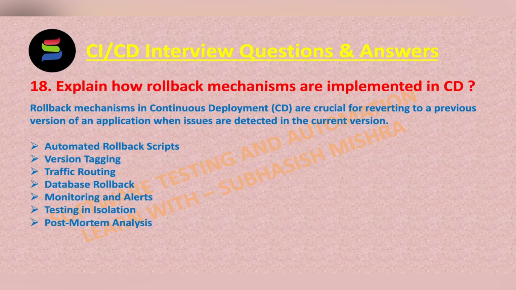Testing in isolation. Before deploying to the entire production environment, new versions are often tested in isolation, for example in a staging environment. When issues are detected during testing, the deployment to the wider audience is halted and rolled back. Post-mortem analysis. After a rollback, a post-mortem analysis is typically conducted to understand the root cause of the issue. The analysis helps prevent similar problems in future deployments. So, these are the rollback mechanisms which are implemented as part of CD.